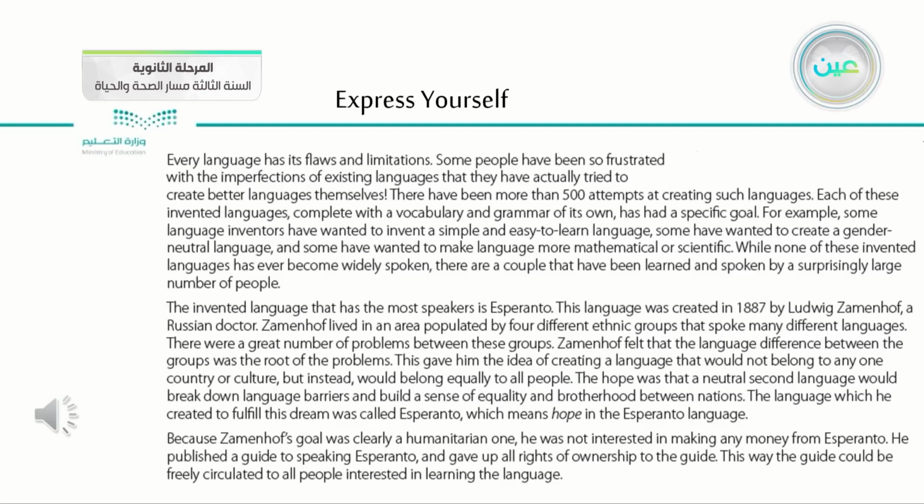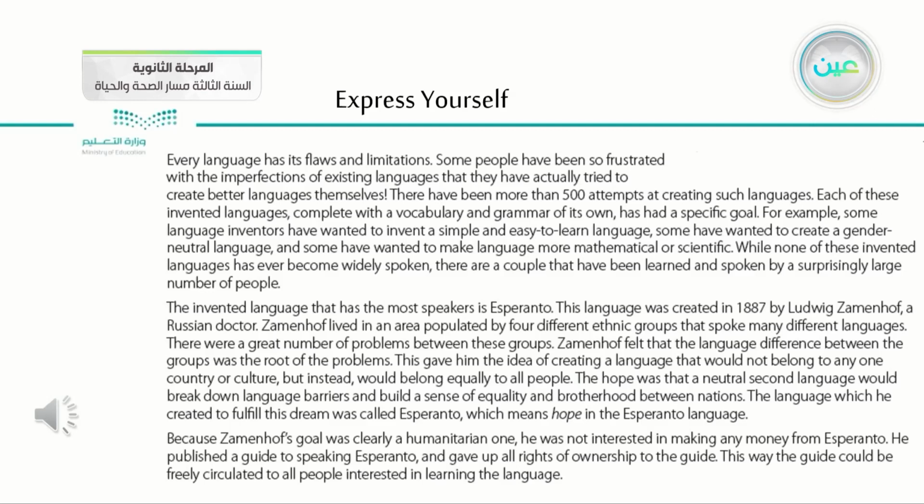This gave him the idea of creating a language that would not belong to any one country or culture, but instead would belong equally to all people. The hope was that a neutral second language would break down language barriers and build a sense of equality and brotherhood between nations. The language which he created to fulfill this dream was called Esperanto, which means hope in the Esperanto language.